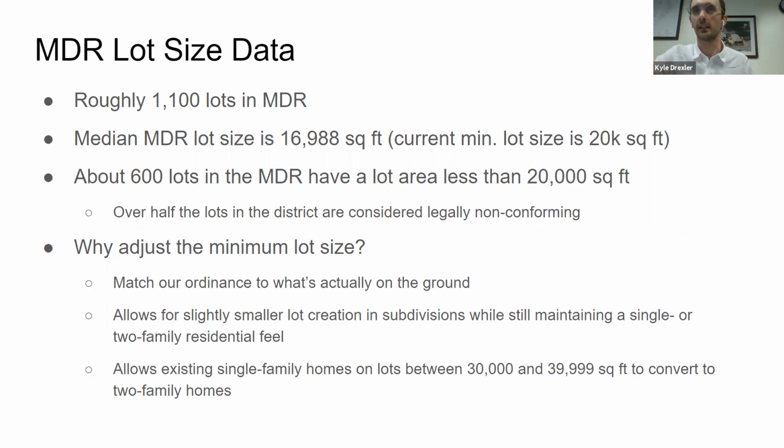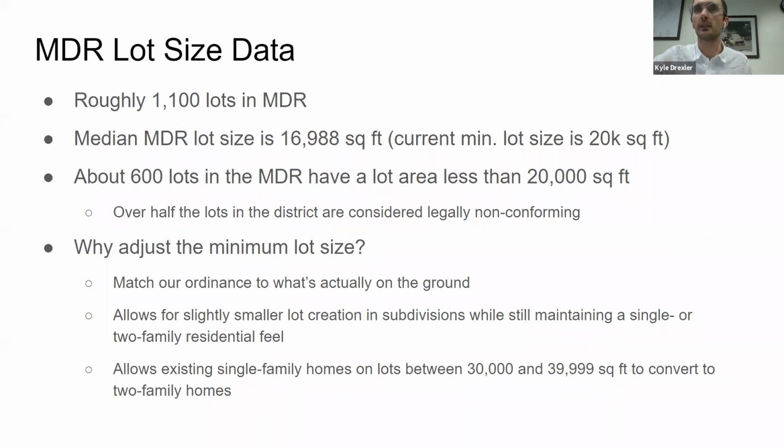People like these neighborhoods. They think they have a great community feel and a great character. So if that's the case, then it would make sense to match our ordinance more to what's actually on the ground. If people in general like these neighborhoods where these legally non-conforming lots already exist, adjusting that slight reduction of 20,000 to 15,000 square feet also allows for a slightly smaller lot creation in subdivisions or just dividing a lot in general, but still keeps that single or two family feel to it.